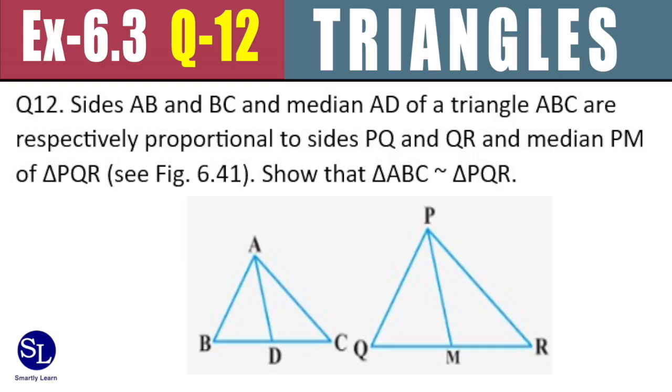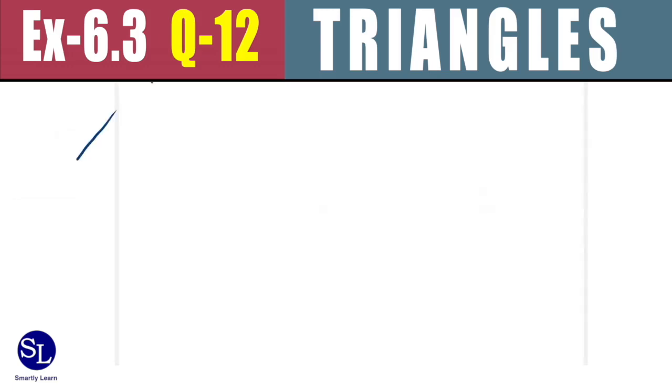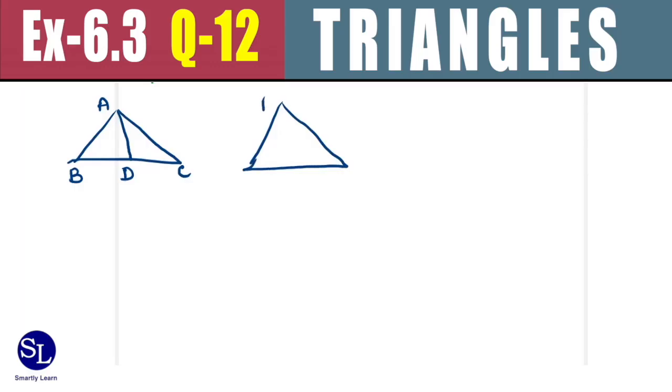So now let's first draw what is given to us. Two triangles. The first one is A, B and C. Now let's draw the median. This is AD for us. The second triangle is PQR. So PQR, its median is PM, that is also drawn to us.